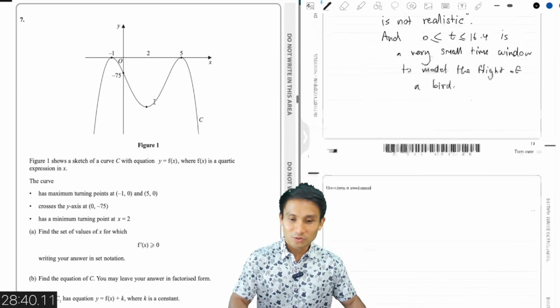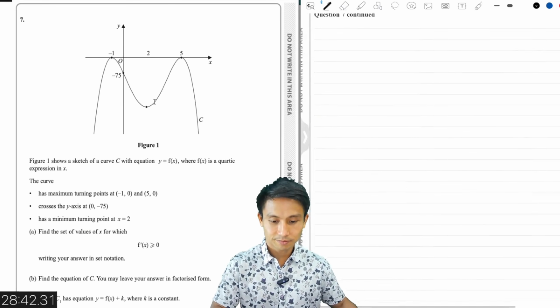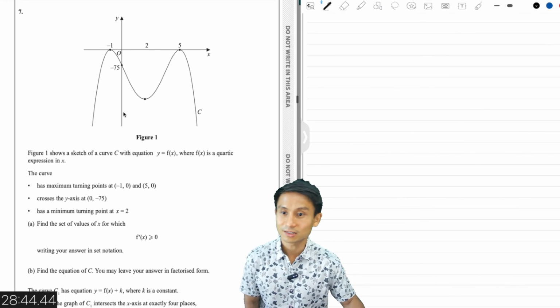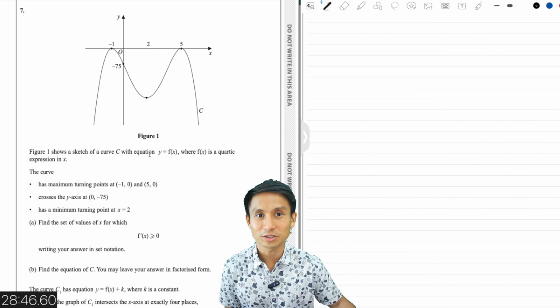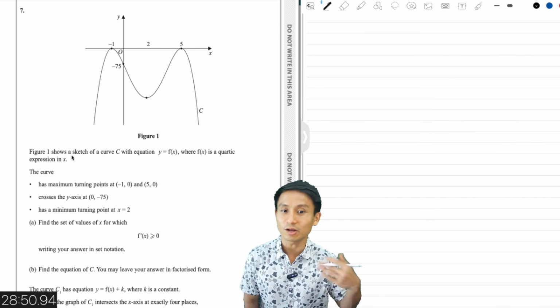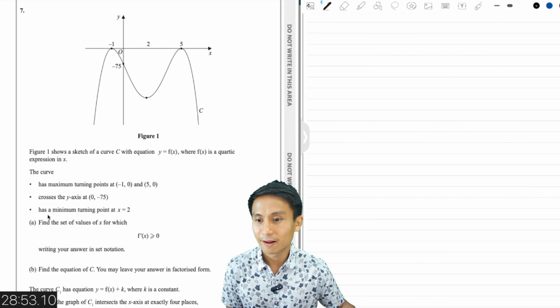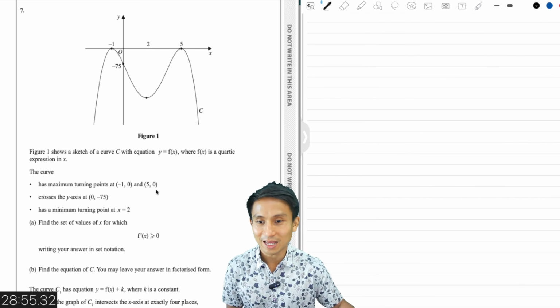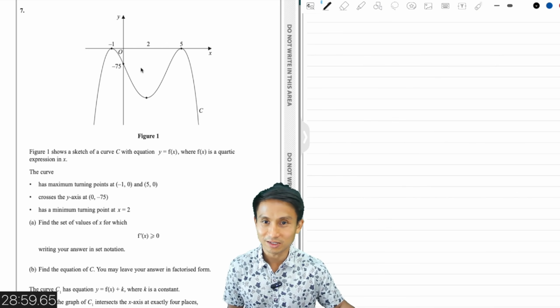Number 7, what do we have here? Graph, at least. Figure 1 shows a sketch of the curve with equation y equals f(x), where f(x) is a quartic. So quartic is like degree 4 for the polynomial. The curve has a maximum turning point at that, and that crosses the y-axis at that. Okay, everything is in the graph now.